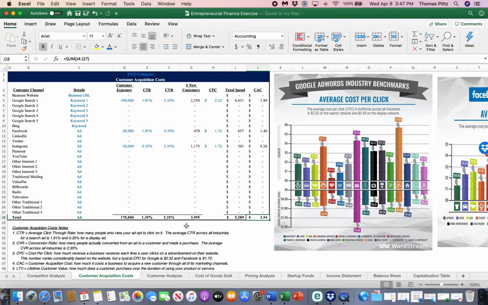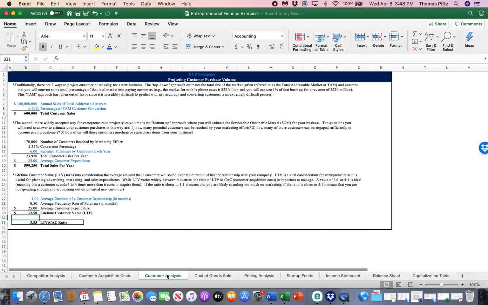Okay, so now we're going to take that and build up to the next part of the model, which is really analyzing the customers in total. And this is a question that investors and potential partners and certainly friends and me and your family and everybody else associated with your business wants to know. How many people are likely to buy your product or service? What is your revenue going to look like? There are two ways to approach it.